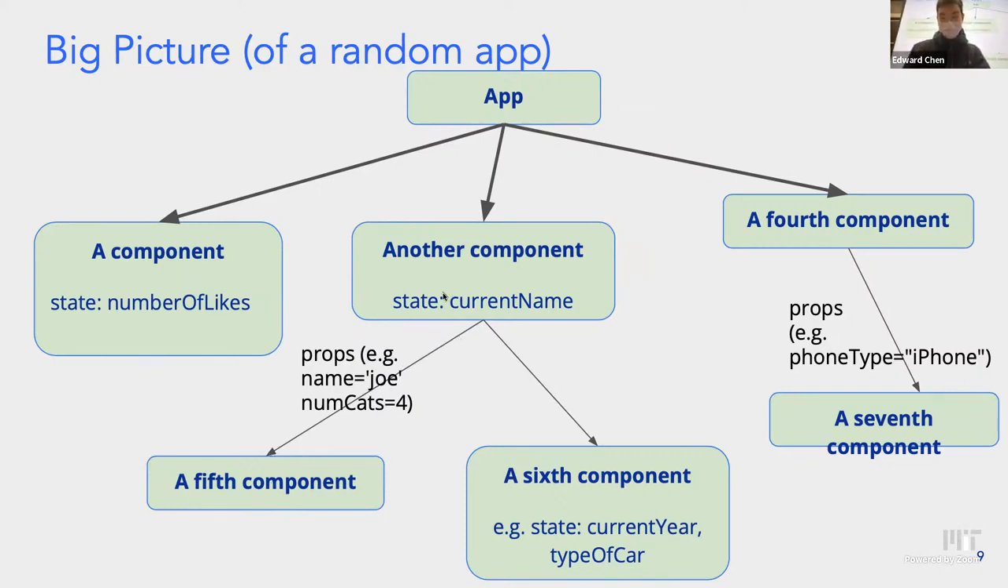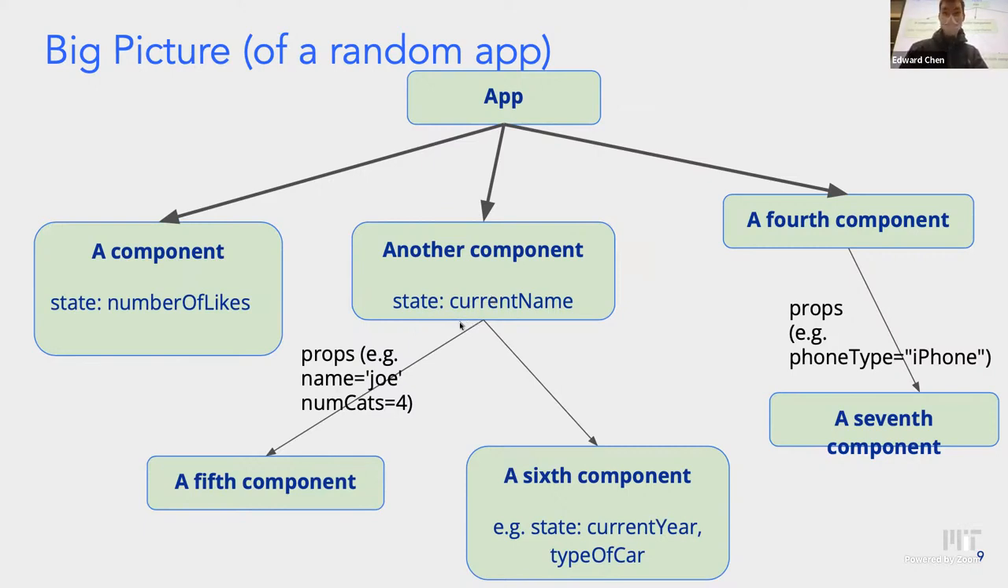So in this example, we have a component called another component, and there are certain properties, for example, the name Joe or the number of cats 4, that we want to pass to its child component called a fifth component. We can also see that we have states included in this component tree, where states are written within the box of the component. That's because states are internal and within a component.